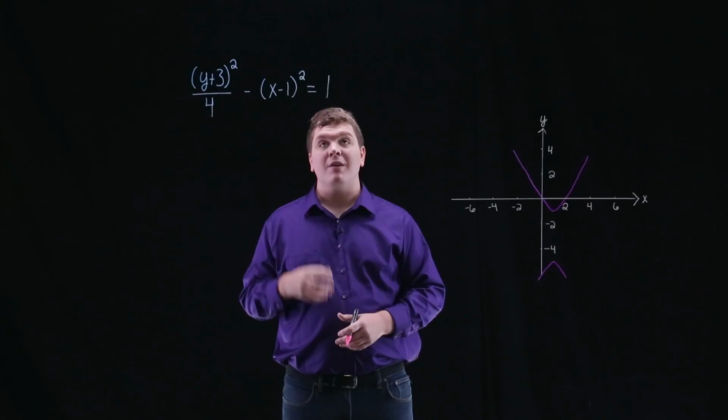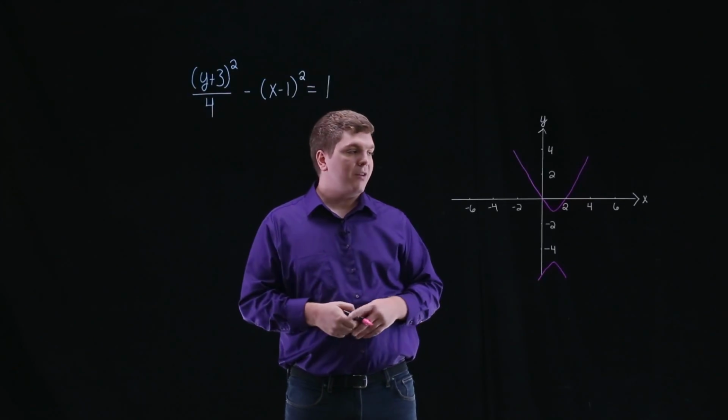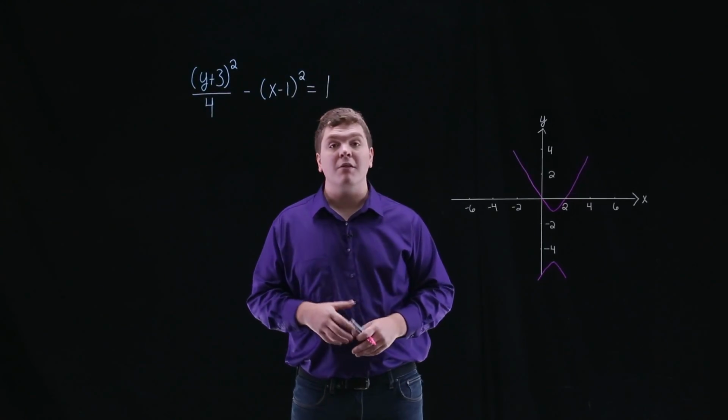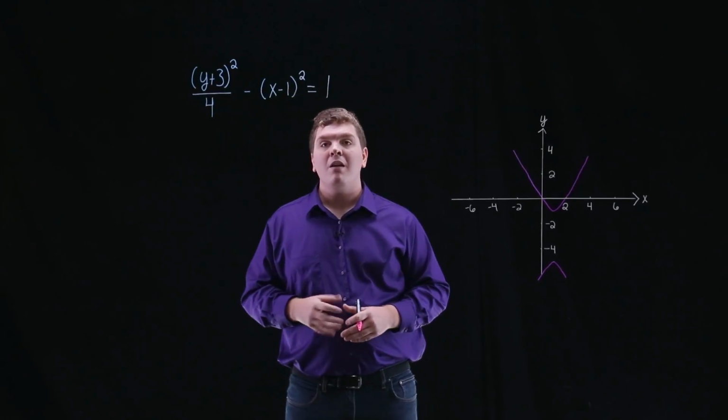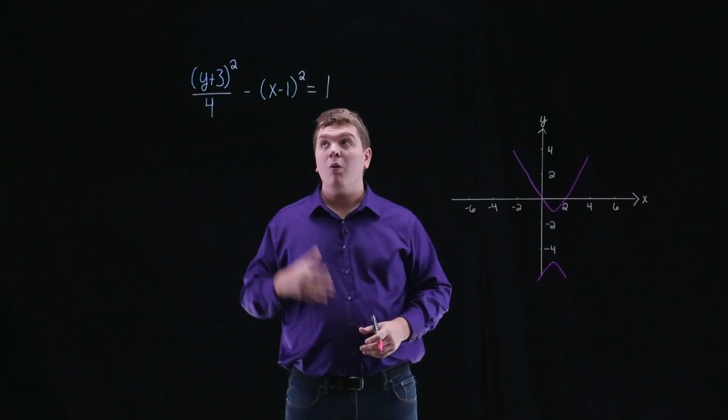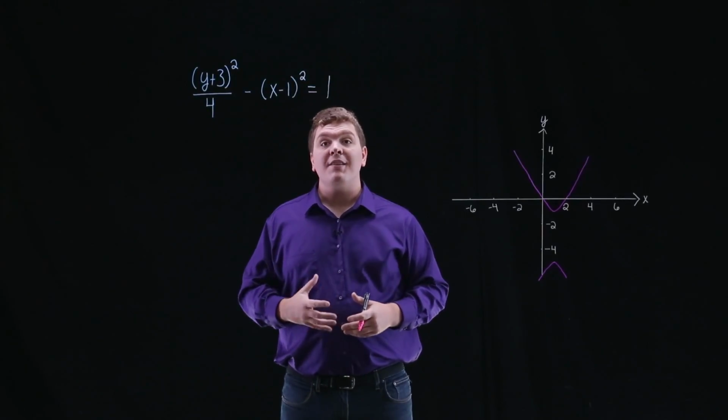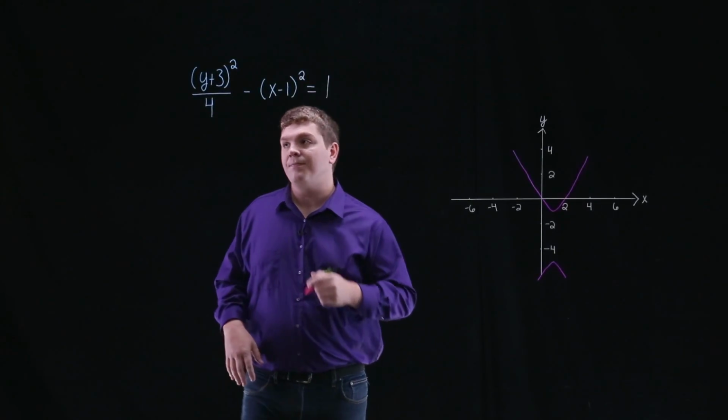For this problem, we're given the equation (y + 3)² / 4 − (x − 1)² = 1, and we're given the graph of this equation. So the first thing we're asked to do is to identify this conic section. Just by looking at the graph, or by looking at the equation, we'll see that this conic section is a hyperbola.